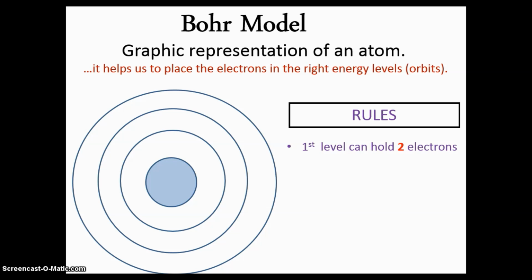The first level, the rule is that it can hold 2 electrons. The second level has the ability to hold 8 electrons. And the third level can hold 8 as well. What this means is, in order to fill one level at a time, we fill the first one with 2. If an atom has more than 2 electrons, then it requires another energy level, and the maximum that can be held there is 8 electrons. And then if it requires more than a total of 10 electrons, then we add another ring, which can hold up to 8 electrons.